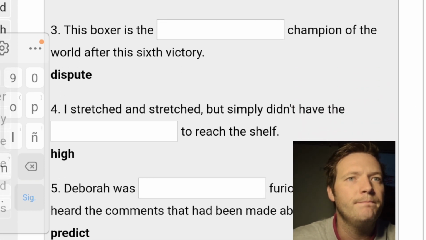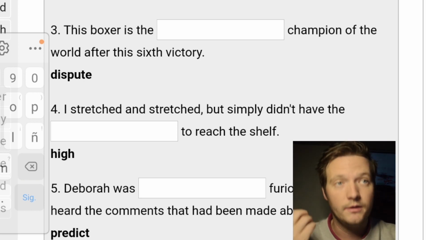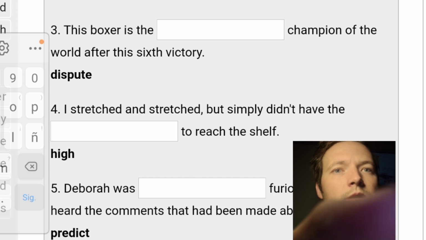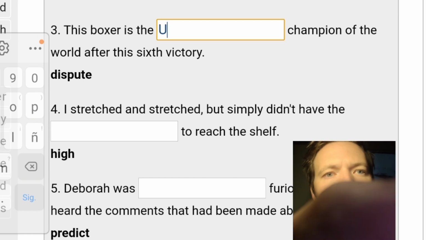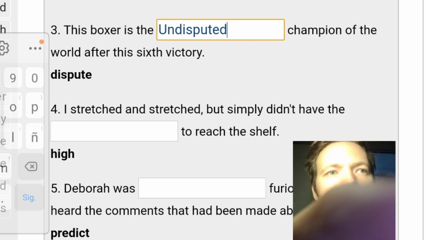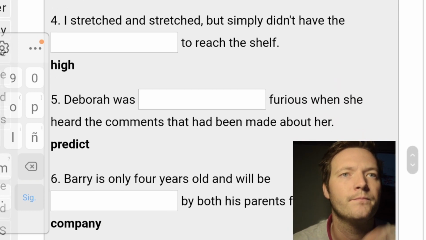This boxer is the champion of the world after his 6th victory. You can't dispute it. He is undeniable. He is an undeniable champion. There's no disputing it. He is the undisputed champion of the world after his 6th victory.